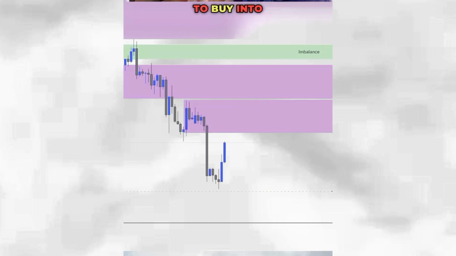I'm not looking to buy into that area because that would be counter trend in my opinion. All I'm looking to do is wait for a confirmation to sell. It might not happen today, it might happen tomorrow, but whenever it happens, I will be there and I'll be ready and wait for that confirmation.